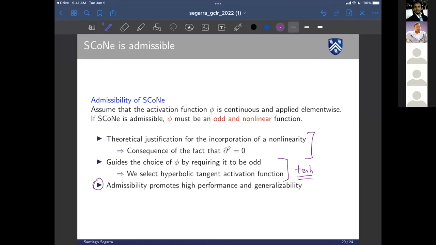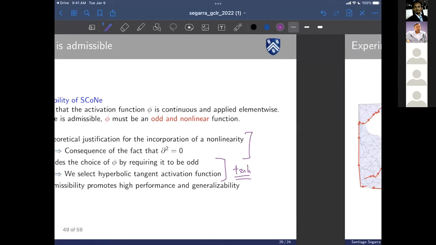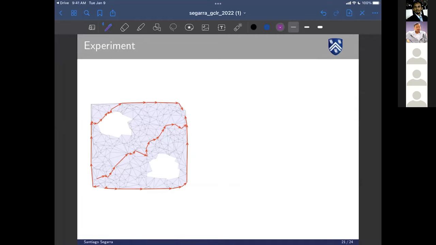Good. So now let me spend some time demonstrating that this is the case through some experiments.